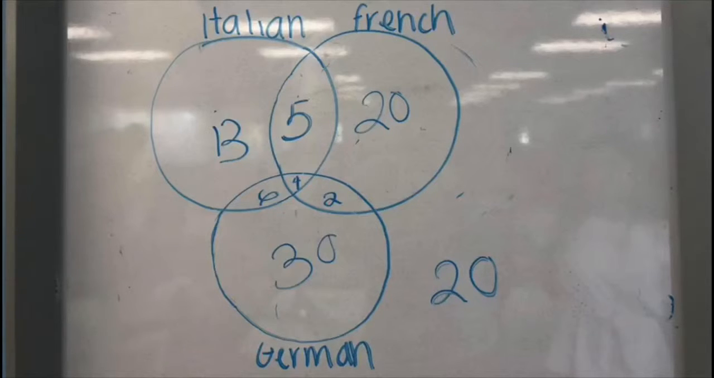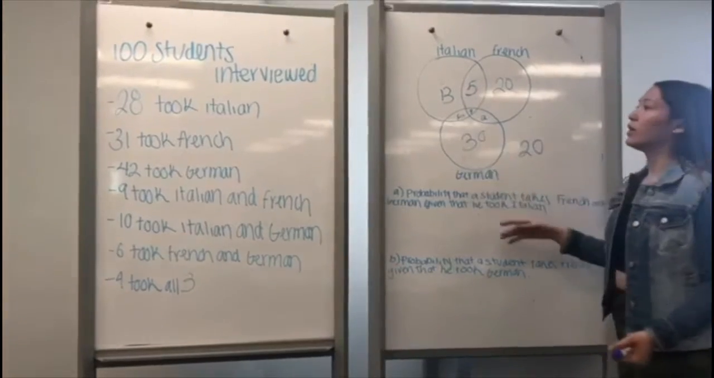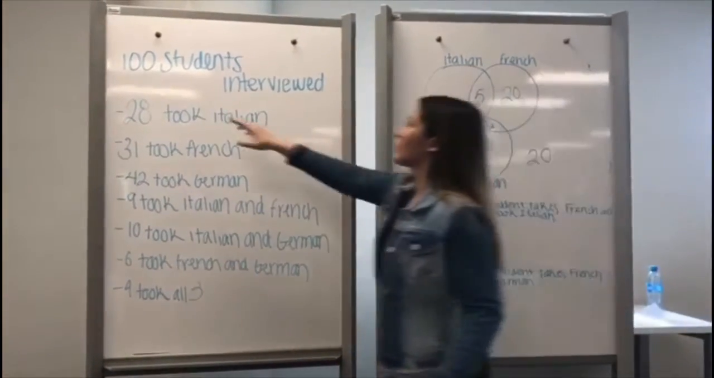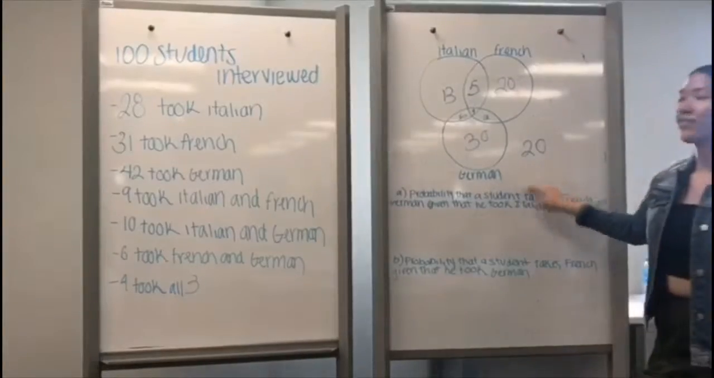We subtracted the 31 who took French by the middle numbers, which were the 5, the 4, and the 2. And for German, we subtracted the 42 by the 6, the 4, and the 2. So we got a 13, a 20, and a 30. To get the number of students who didn't take any of these languages, we subtracted the 100 from all the numbers in the Venn diagram and we got a 20.